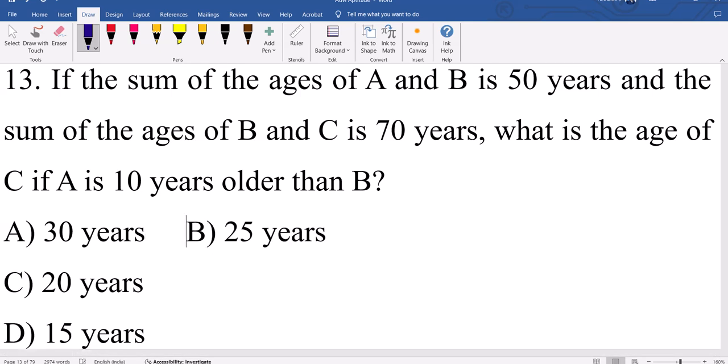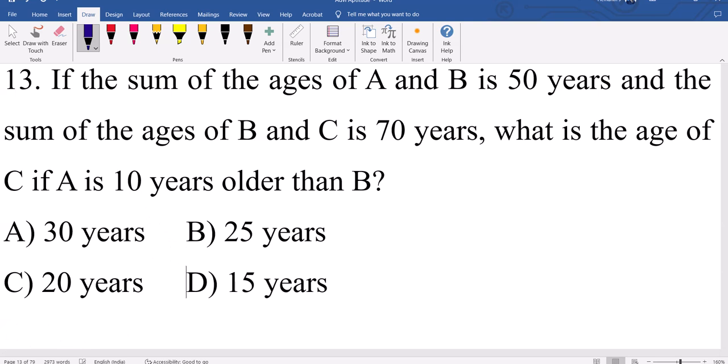Now, ages question, please let me know what's the answer. Sum of the ages of A and B is 50. B and C is 70. What is the age of C if A is 10 years older than B? C age I want. It's very simple equation solving.